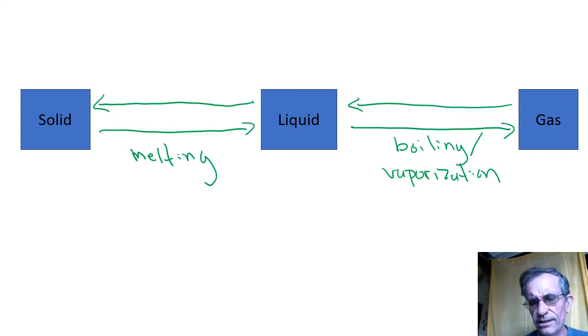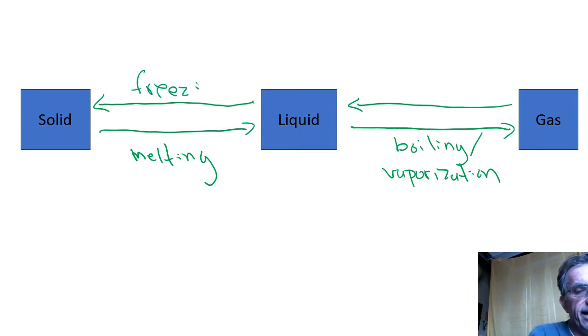All right. Now, you can also go the other direction. You could take a liquid and turn it back into a solid. You can take liquid water and turn it into an ice cube. What's that called? Liquid to solid? Oh, that's freezing.